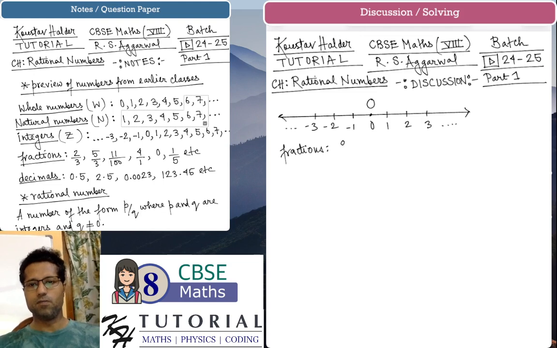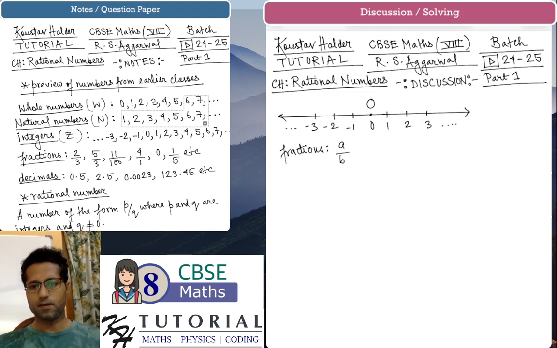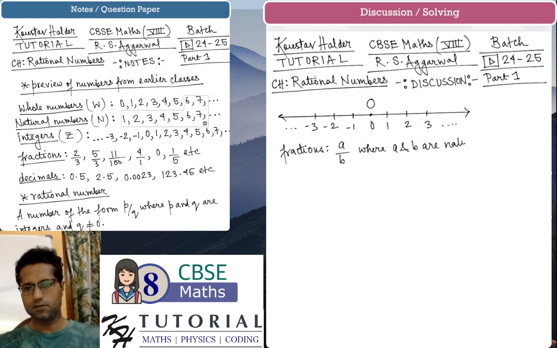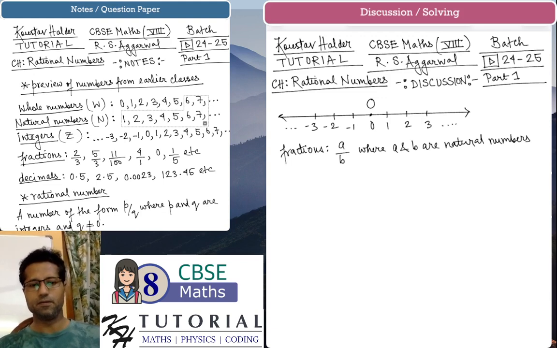Fractions are numbers of the form a by b. Any number that you can write in the form a by b, where a and b are natural numbers, that is 1, 2, 3, 4, 5, 6, 7, 8, like that. So these are fractions. You have in the notes, you can see 2 by 3, 5 by 3, 11 by 100. These are all fractions because they are all in the form a by b, where a and b are natural numbers.